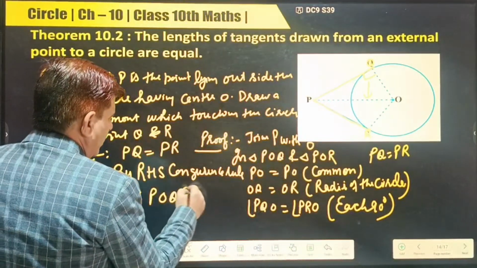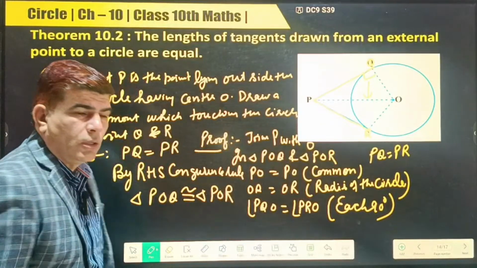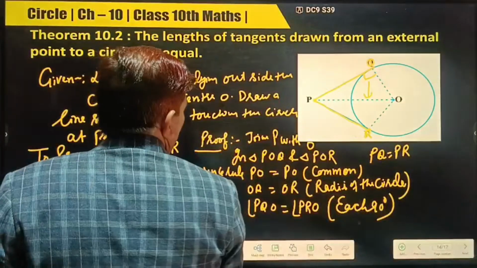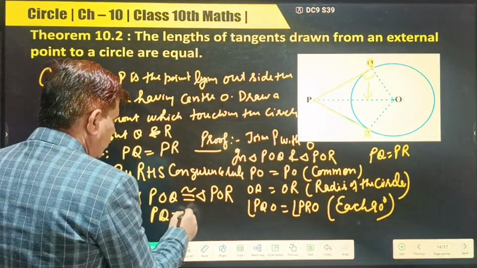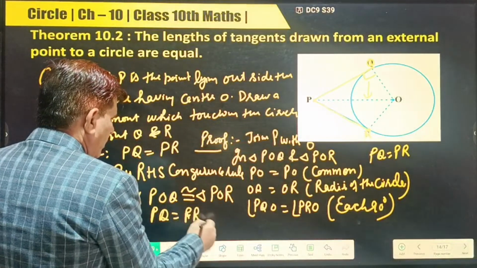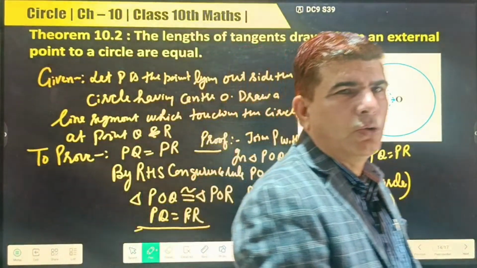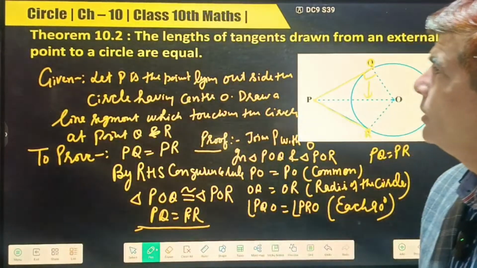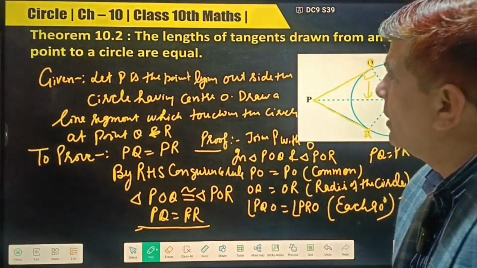Triangle POQ is congruent to triangle POR. Both triangles are congruent. So by simplicity, what can you say? We can say PQ is equal to PR. Hence, the lengths of the tangents drawn from an external point of a circle are equal. So written, the lengths of tangents drawn from an external point of a circle are equal.